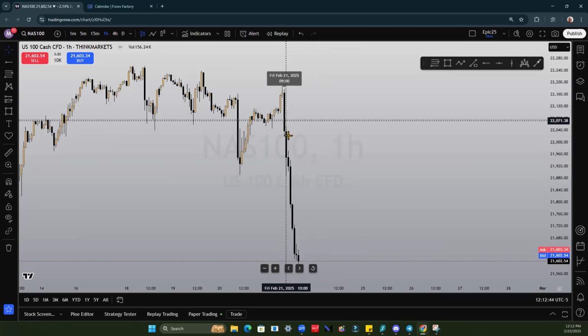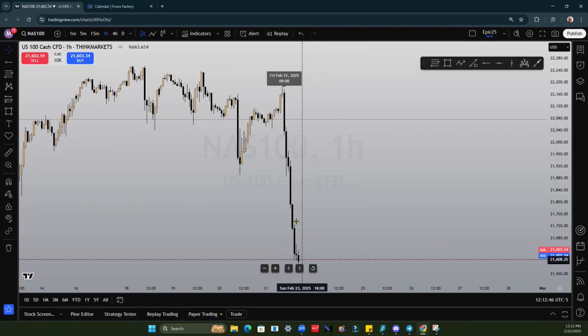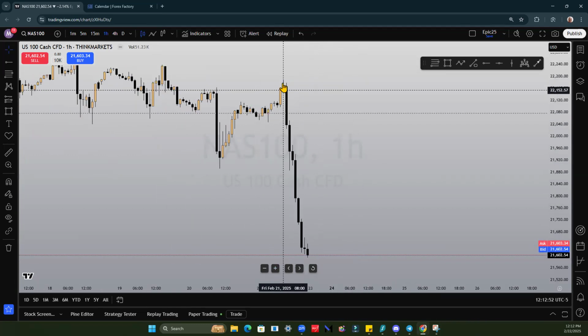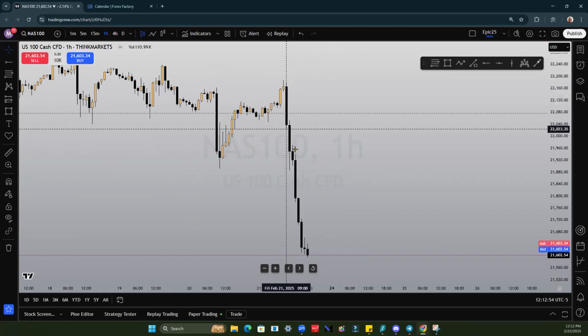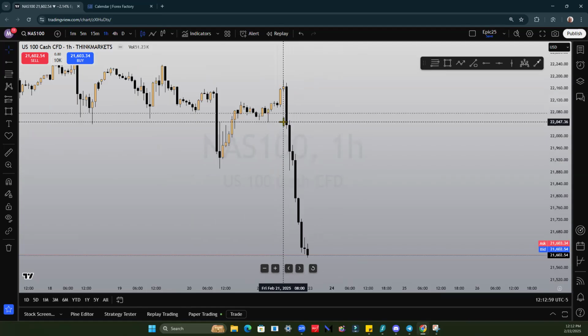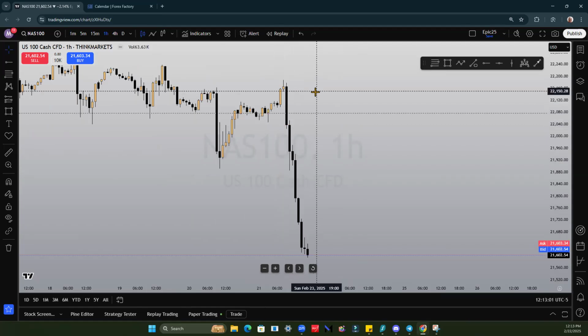The negative news caused all of this activity right here. So if you were anticipating this news to be negative, you would put a sell order in, and you could have rolled this all the way down to profitability. But the challenge, the strategy, is this.